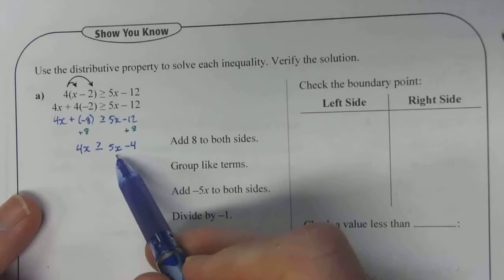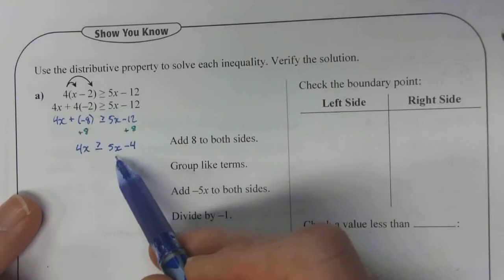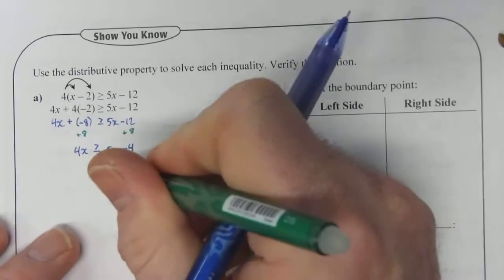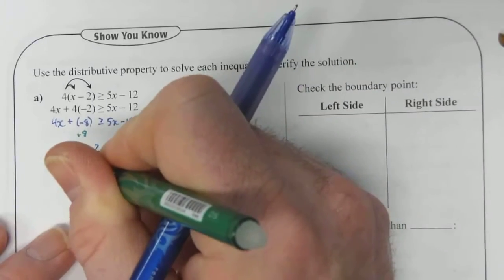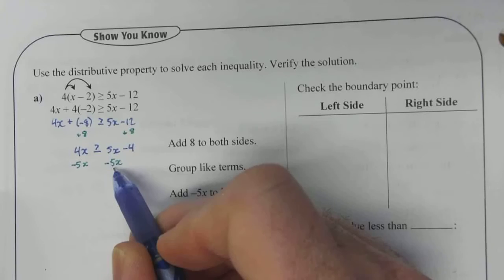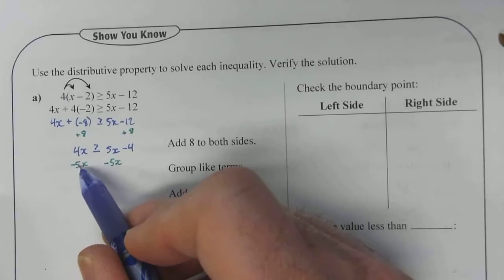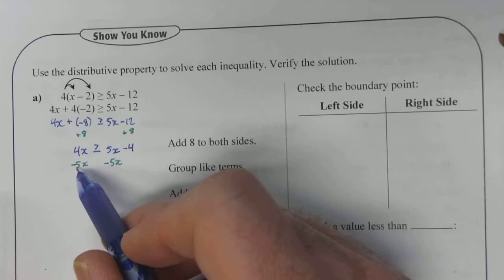Now we've got a variable on the left, a variable and a constant on the right. We need to get this variable over to the other variable. And we're going to do that by subtracting 5x from both sides. And I'm going to write that underneath the variable. So subtract 5x here is underneath the variable, and subtract 5x here is underneath the variable, so you can see which terms you're going to be combining later.